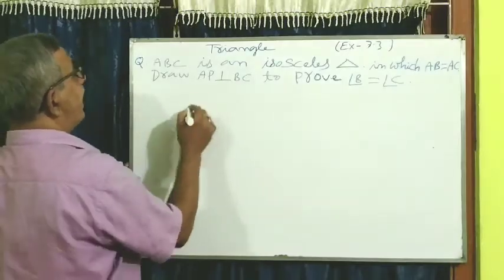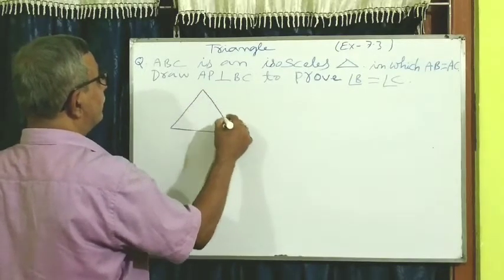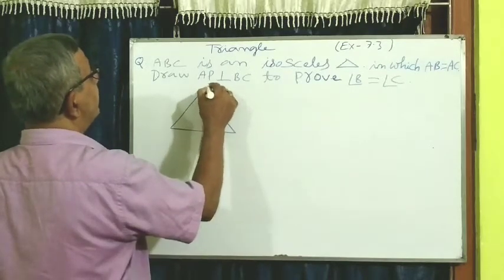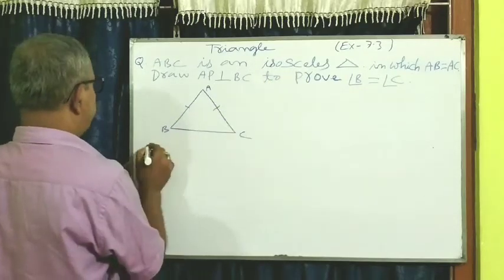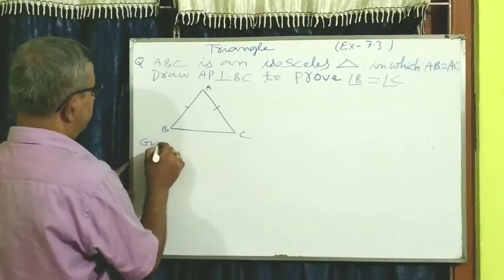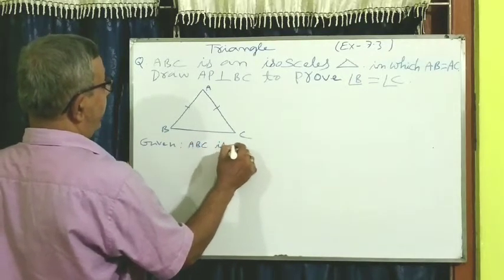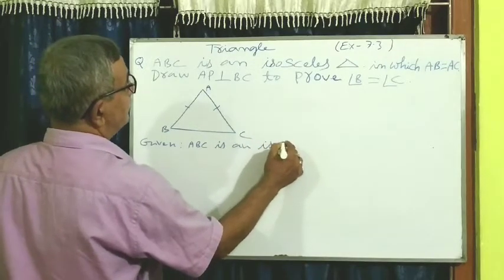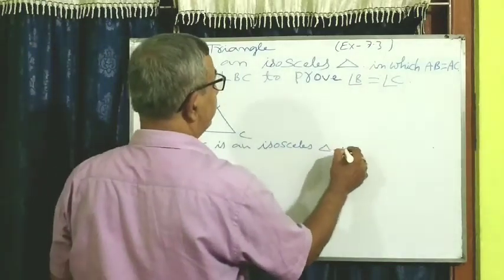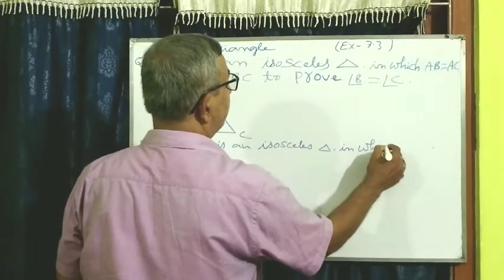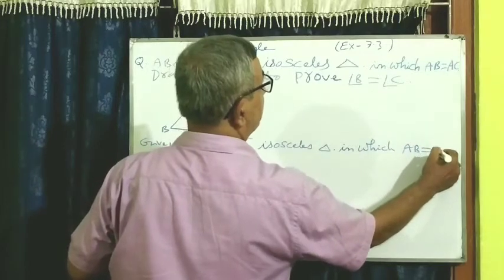Here you see, first of all, I draw the diagram. This is isosceles triangle ABC. Here AB is equal to AC. So I have to write here, given: ABC is an isosceles triangle in which AB is equal to AC.